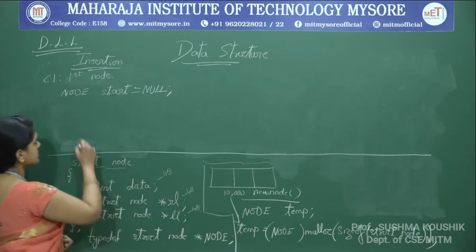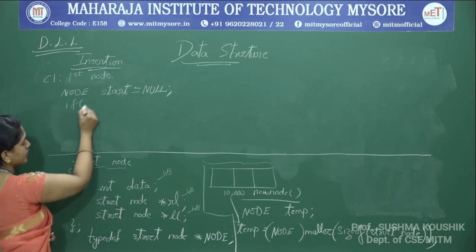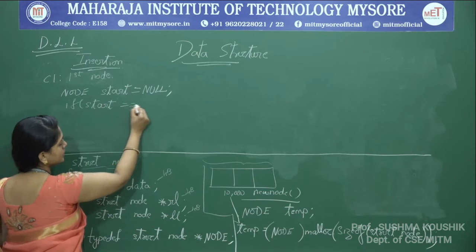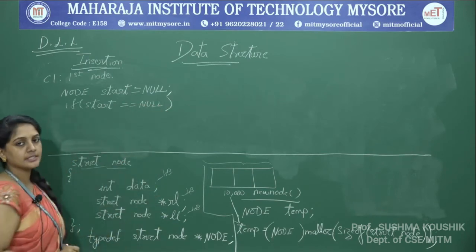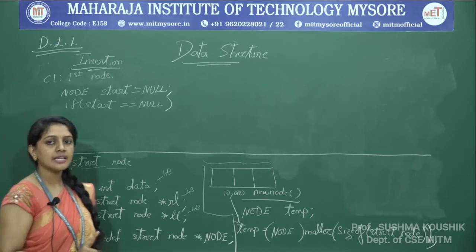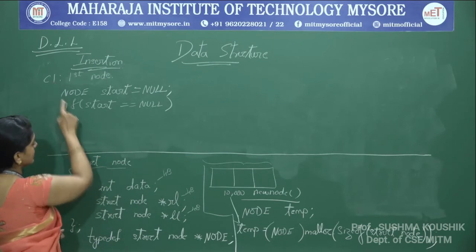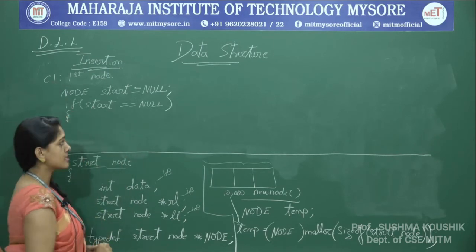Okay, so with this scenario, if start is equal to null, that is case 1, how will I get to know? If start is equal to null, then whatever new node we have created will be the first node for us. So, how will I get to know? Case 1 is checked with if start is equal to null. Yes, start is equal to null.